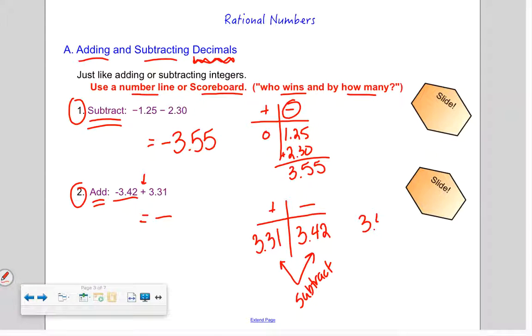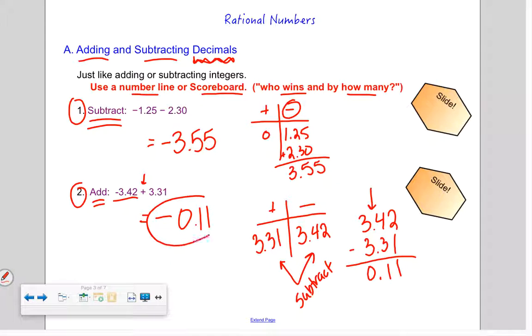So 3.42. Remember all of your rules about adding and subtracting decimals, where we make sure to line up the decimal points. 2 minus 1 is 1. 4 minus 3 is 1. 3 minus 3 is 0. So really my final answer here is negative 11 hundredths.